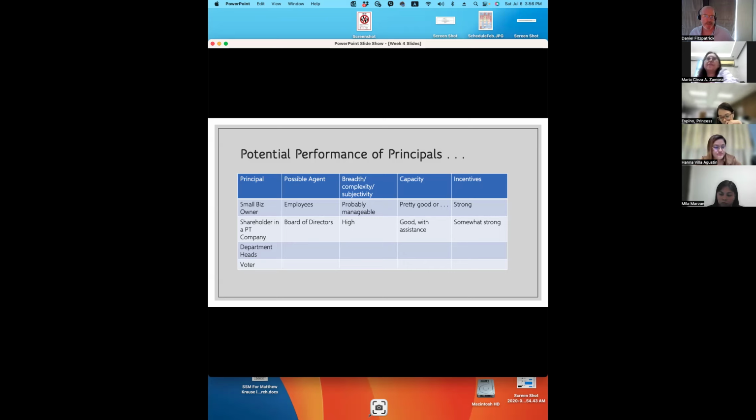Now let's leap to the department heads of a particular agency. I think we already made this clear. The department heads have the line officials, the ones who are maybe meeting with the public or doing the stuff that needs to get done. Those are the agents. And as I was saying, on breadth or complexity, some of the things can be very complicated, like, say, tax collection.